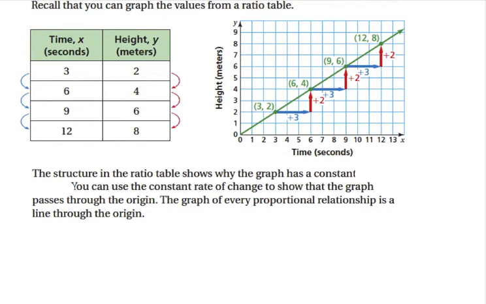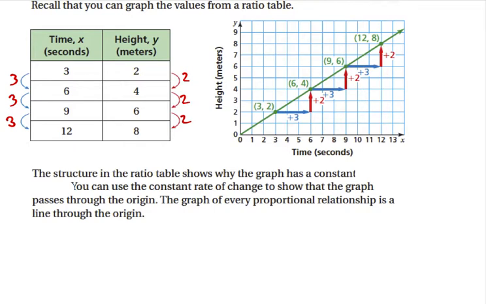Recall that you can graph the values from a ratio table. So this right here is proportional. 2 divided by 3 is 2/3. 4 divided by 6 is also 2/3. 6 divided by 9 reduces to 2/3. They're all 2/3. Remember when we did the show me the money, we found all of these nice patterns. But if you graph the information from this table, which is a proportional relationship, you get the graph that you see here at the right.